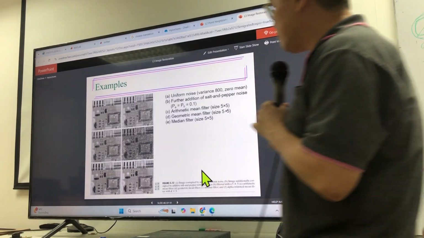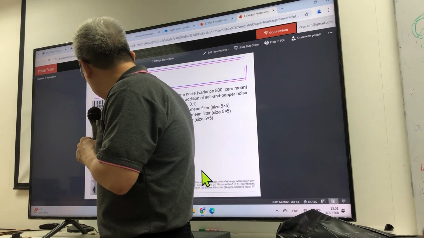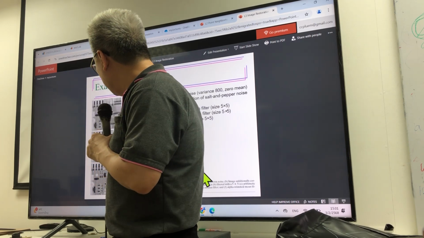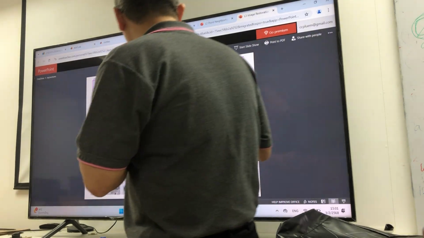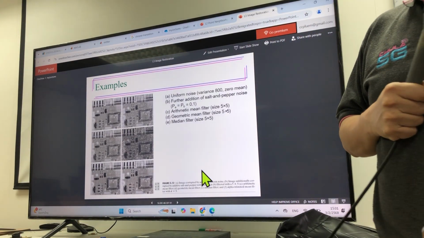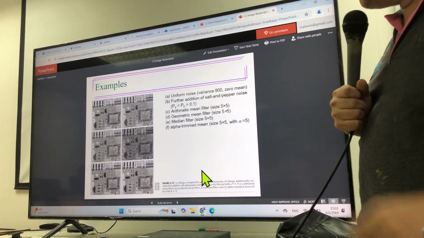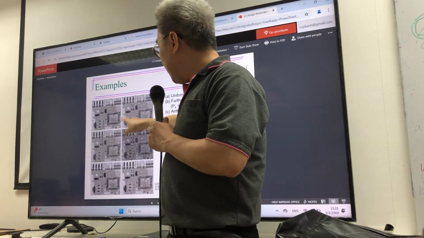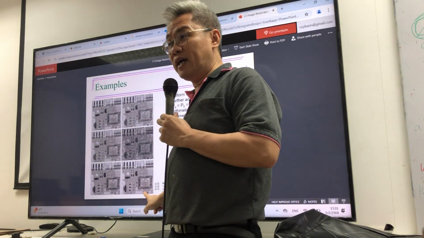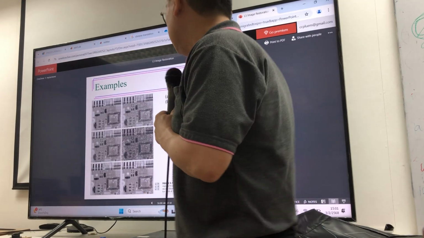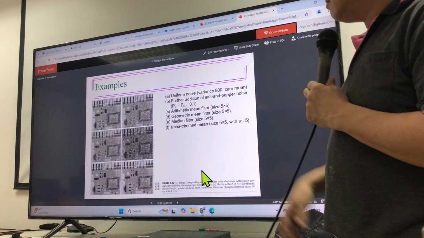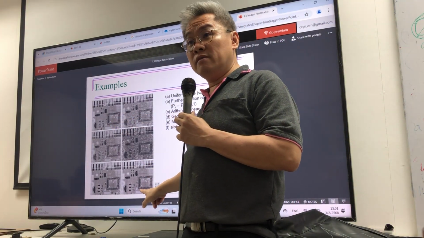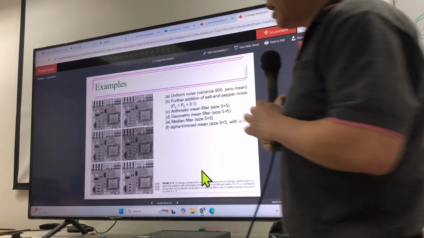If you use the median filter, you'll see that most of the salt and pepper noise disappears, but it gets blurred, and some pixels are missing. And the last one uses alpha trim with alpha equal to 5. Among these, they say the last one looks the best. We have to check using mean square error, and the mean square error for the last one is the best.